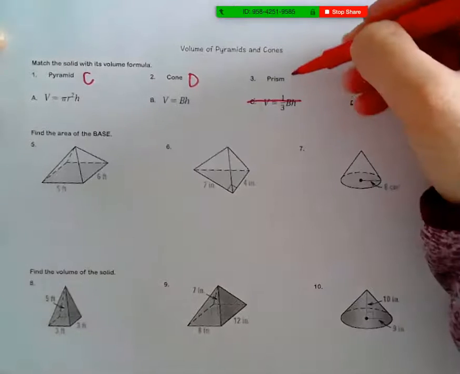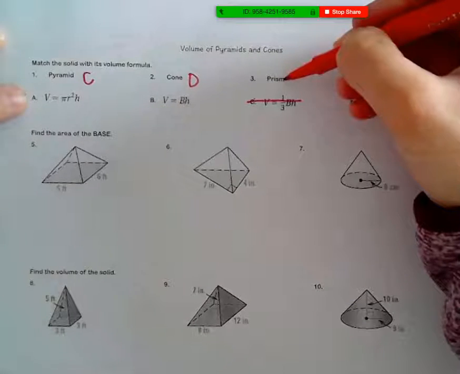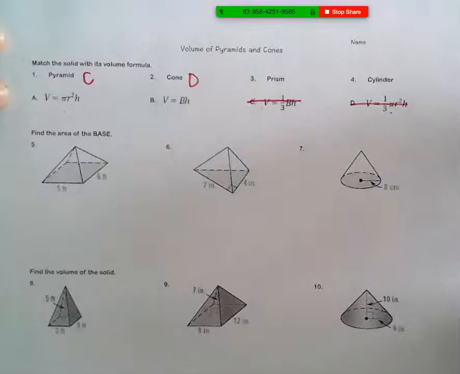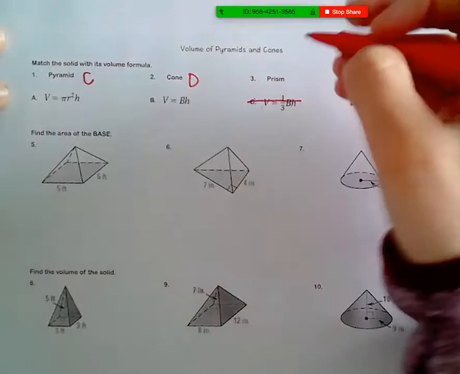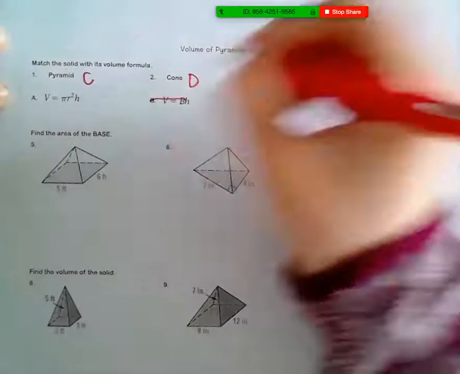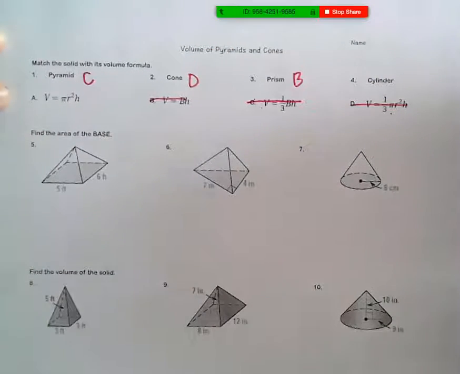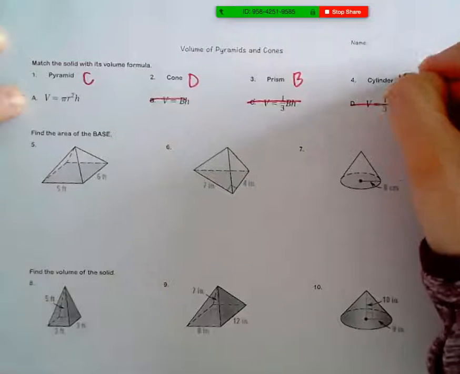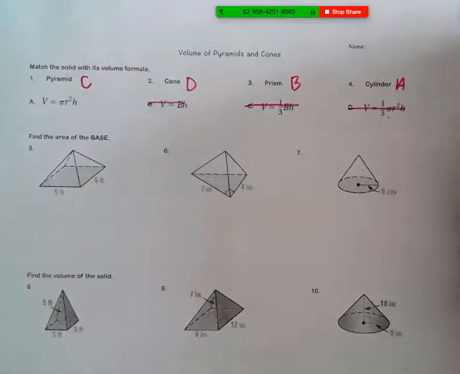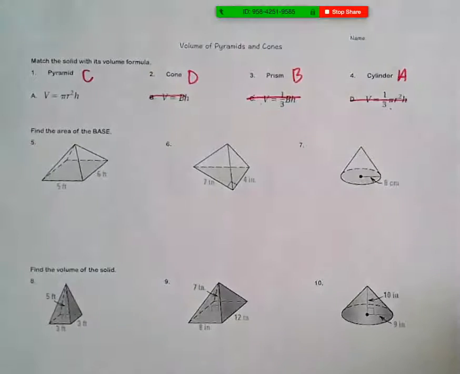What about our prism? Is it A or is it B? B. Good work. Which means our cylinder must be A. Okay, I drew lines, that's okay. That works.